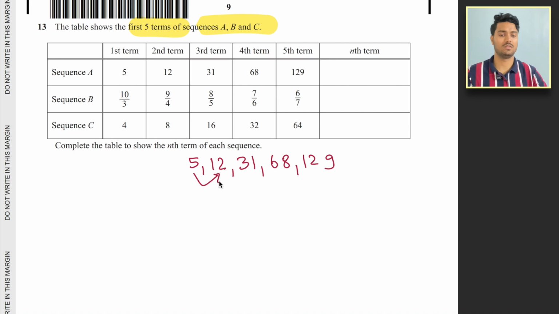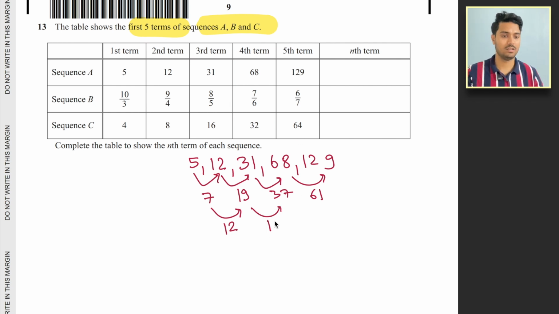Let's check the difference. 5 to 12, that's 7. 12 to 31, that's 19. 31 to 68, that's 37. 68 to 129, that is 61. So this is definitely not linear. Let's check whether it is quadratic or not. 37 minus 19 is 18. This is not quadratic because the second difference is also not common. 61 minus 37 is 24. Now let's check the third difference. So this is 6 and this is also 6. That means the third difference is common, so this is a cubic sequence.